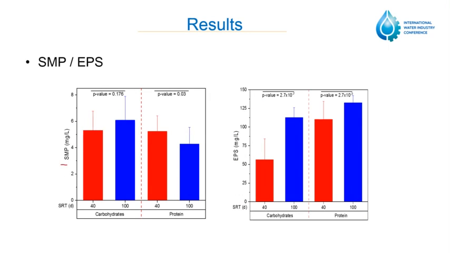The last result is SMP and EPS. SMP carbohydrate has no difference between the two SRTs, but SMP protein is significantly different. SMP protein is decreased at SRT 100. Both EPS carbohydrate and protein had a high value at SRT 100.